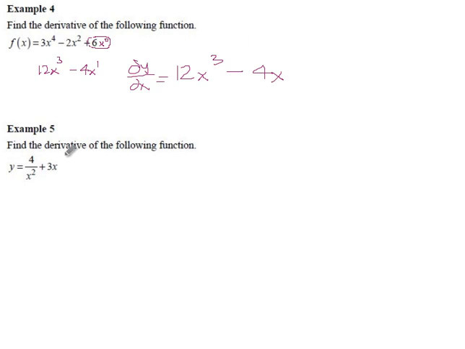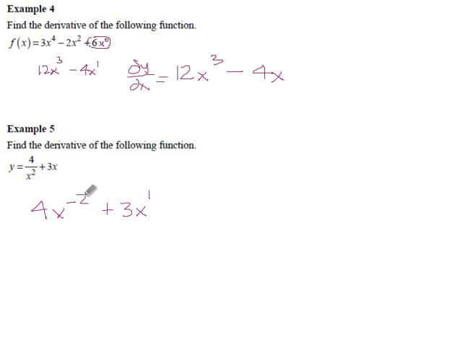Now, this second one, 4 over x squared, is a bit of a problem, but we can write that as a power if we want to. That's the same as 4x to the minus 2 plus 3x to the 1, if you like. Now we can do it.